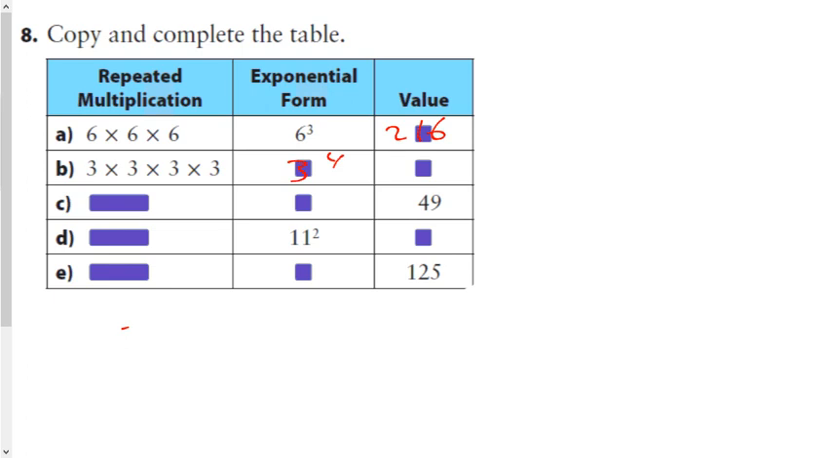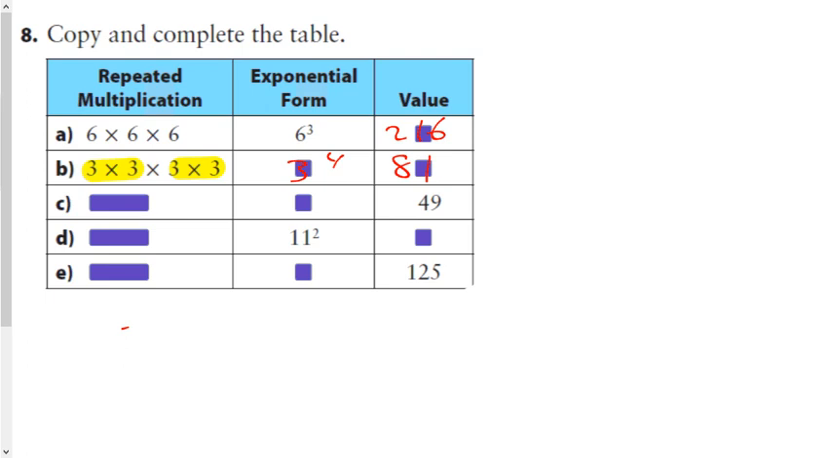Now the interesting thing is I could do this in my head. If I think of this as two separate multiplications, it doesn't matter the order in which I multiply. 3 times 3 is 9, and 3 times 3 is 9. So instead of doing 3 times 3 times 3 times 3, I'm just going to do 9 times 9, which is 81.